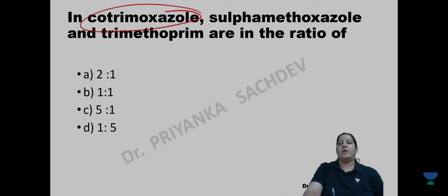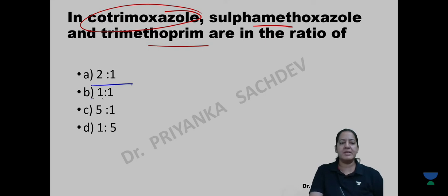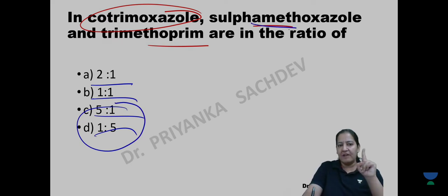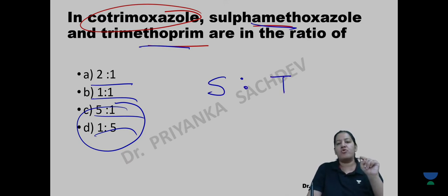In cotrimoxazole, sulfonamide and trimethoprim are mixed in what ratio? Can you tell me the answer? The four options are in front of you. Are they mixed in 2 is to 1? Are they mixed in 1 is to 1? Are they mixed in 5 is to 1? Or are they mixed in 1 is to 5? Now don't get confused between 5 is to 1 and 1 is to 5. Listen, in the question what is asked? Sulfa versus tri. So sulfamethoxazole is to trimethoprim.